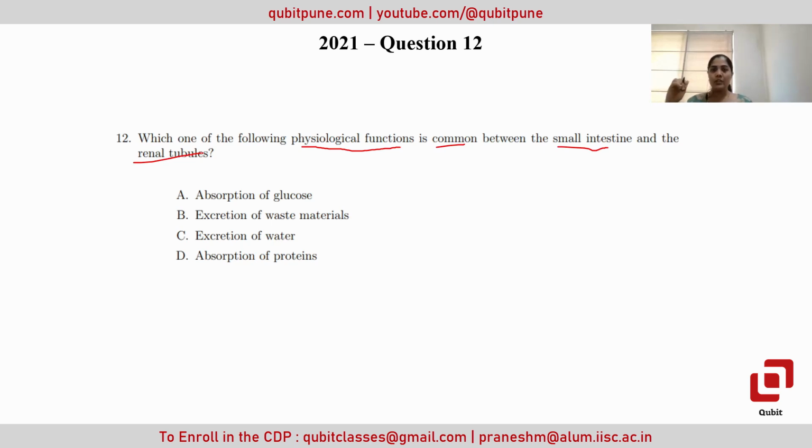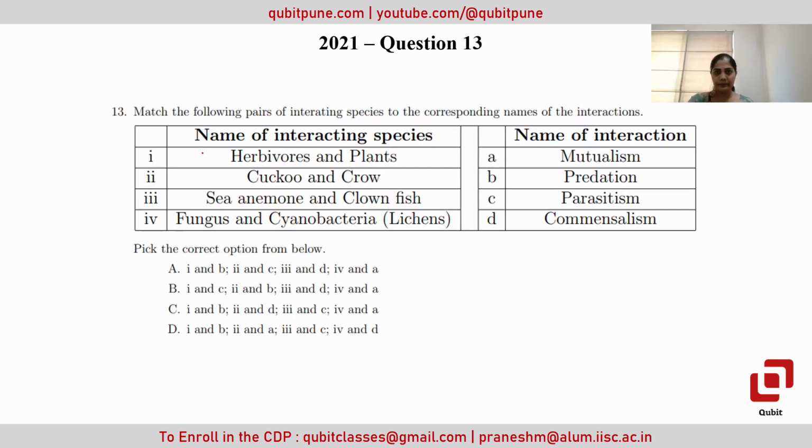It is only the absorption of glucose which is a common function between the small intestine and the renal tubules. So option A will be the correct one. Next.